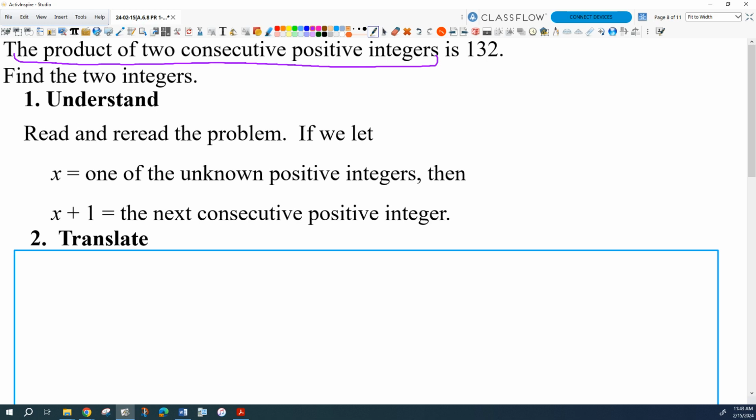Okay, but forget this part. The product of 2 consecutive integers. We used variables to define our integers. How do I say the product of those 2 things? Isn't that just x times x plus 1? There's the product of my 2 integers. This times that, right? Is, well, what's is? Equals. And then 132, right?